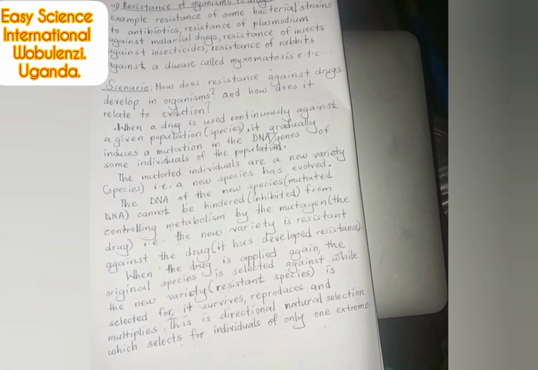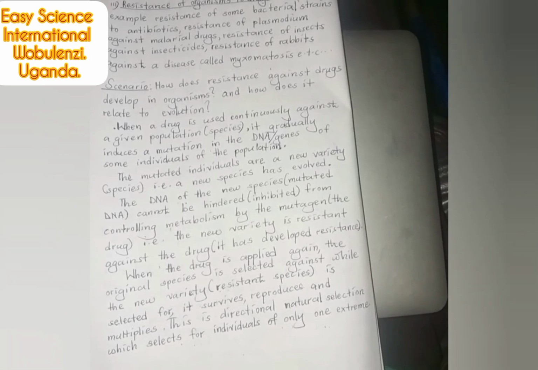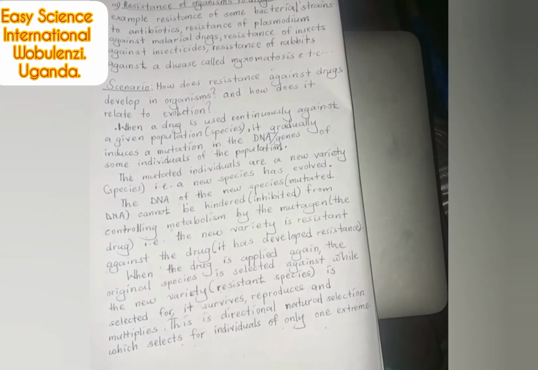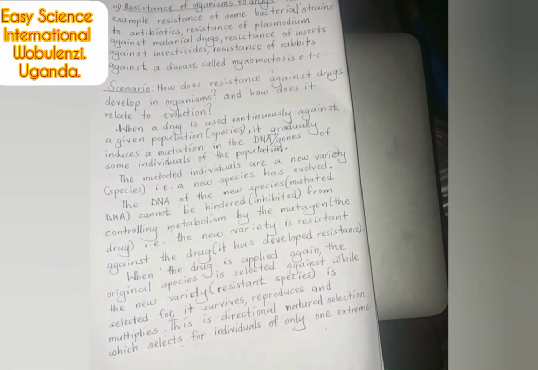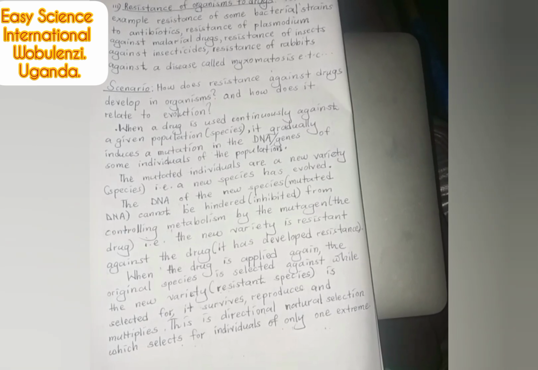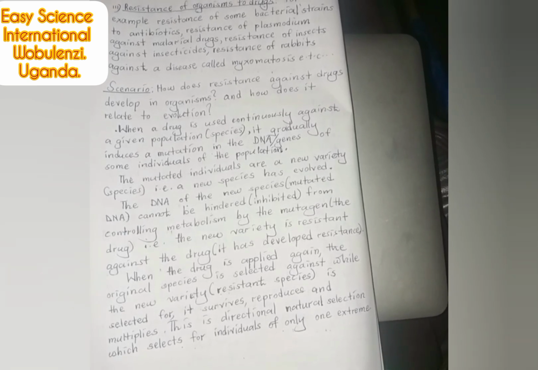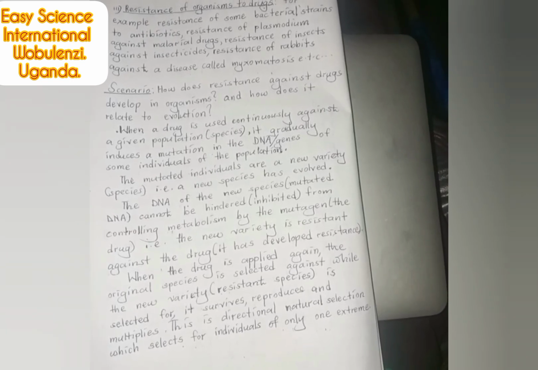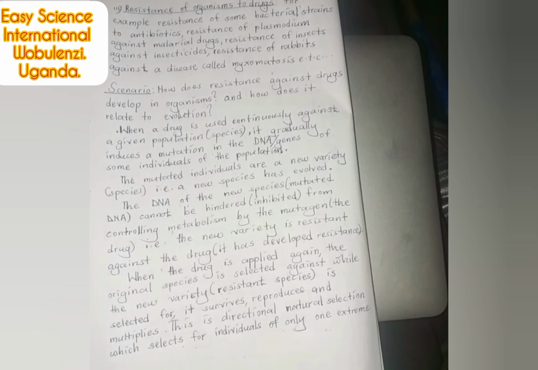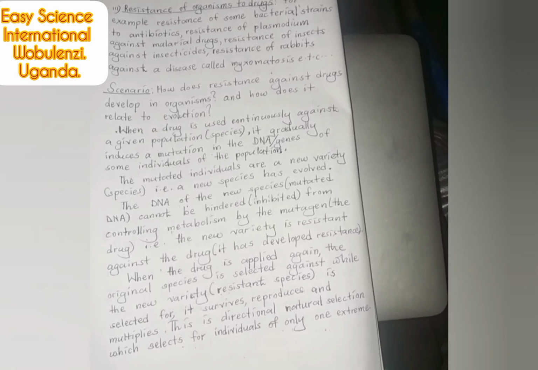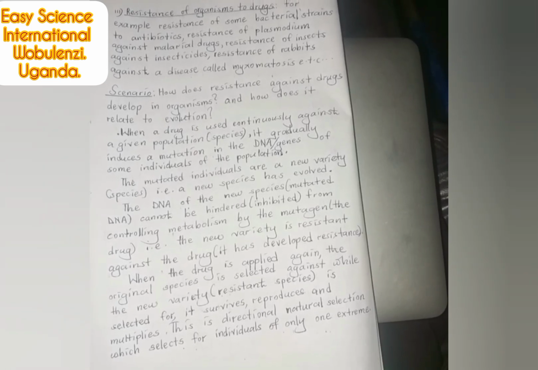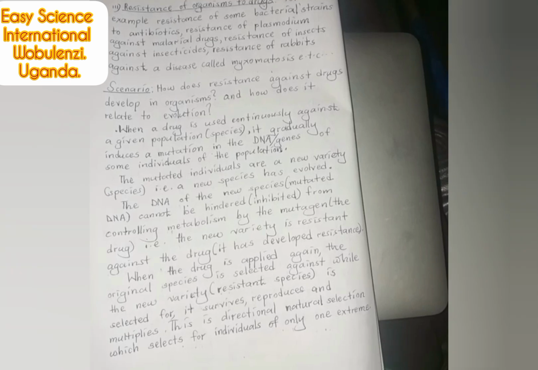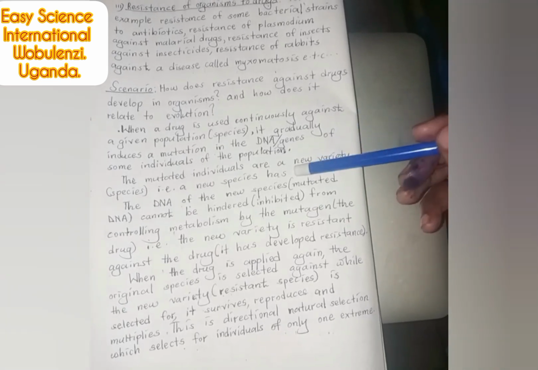It has developed resistance. When the drug is applied again, the original species is selected against whereas the new variety or resistant species is selected for. It survives, reproduces, and multiplies. This is directional natural selection, which selects for individuals of only one extreme. So, in brief, that is that.